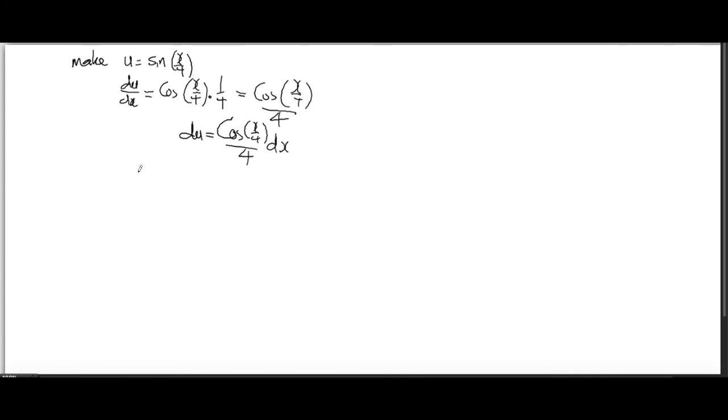Now, if u is sine x over 4, then dv will be e to the power of 2x, and integrating will give us e to the power of 2x over 2. Now that I have this, I'm going to plug this into the formula again.